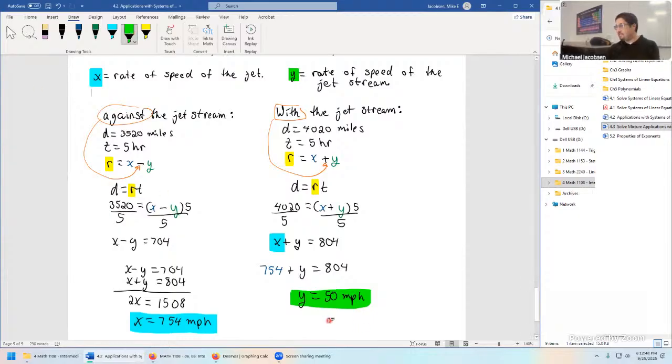So we got it, folks. If the plane did 754 miles per hour and the air was 50 miles per hour, going against, the plane would have done 3,520 miles, and going with, the plane would have done 4,020 miles. Well, that's the conclusion on this problem here. Any last questions or comments getting through this one?